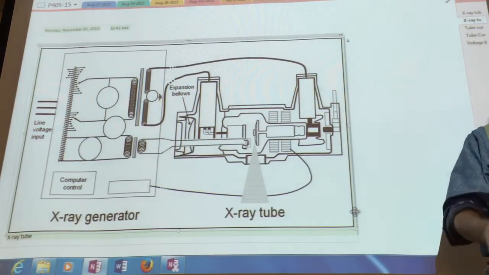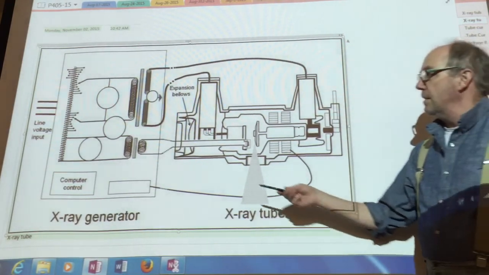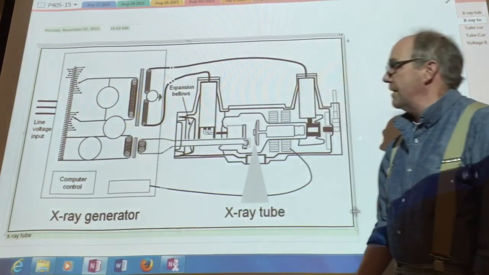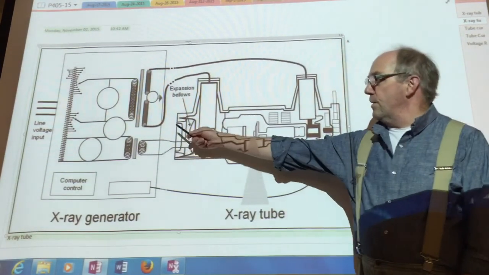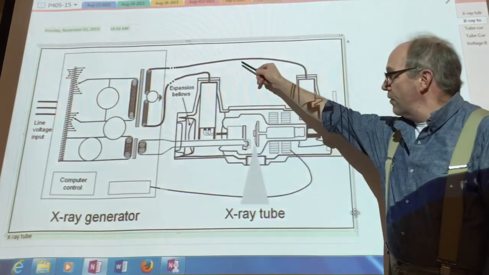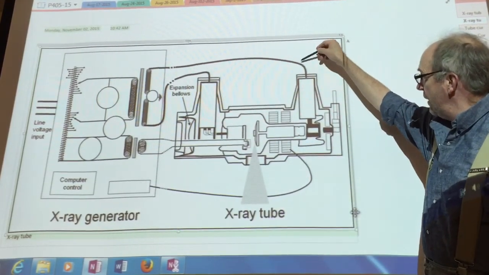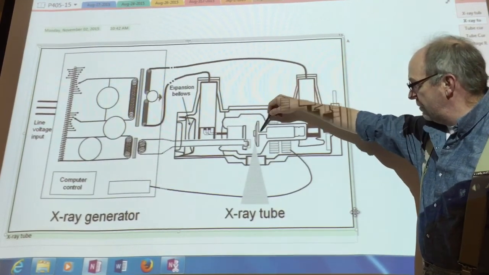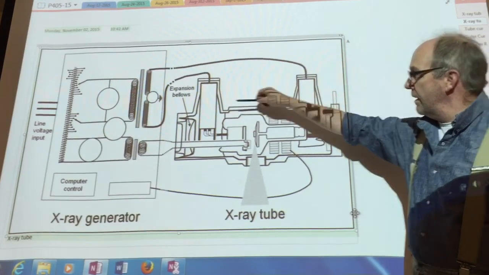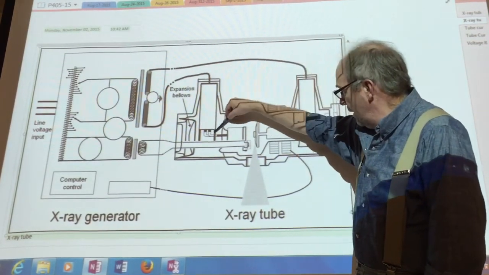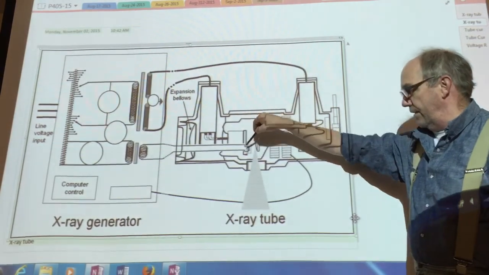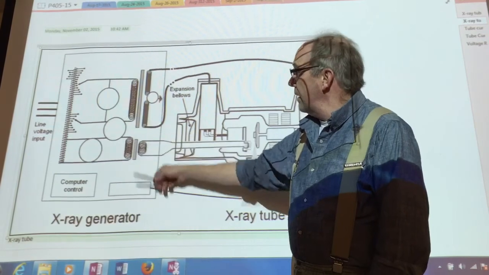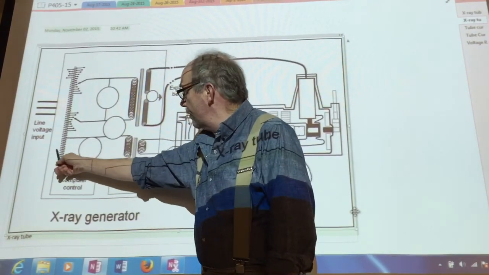Step-down means lower voltage, higher current. Well, if that's a step-down transformer, what's the one above it? Step up. And what do we need that step-up transformer for? Voltage in a very complex way, going on this side to the cathode, anode, and on this side in some complex way to the cathode. So there's our transformer.